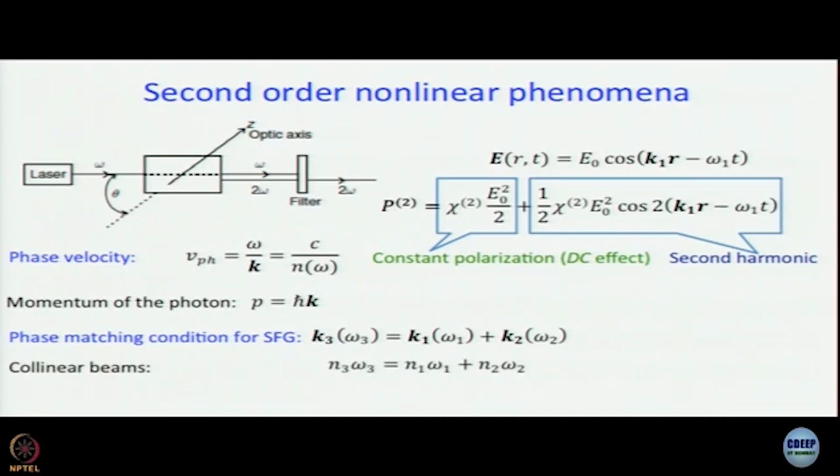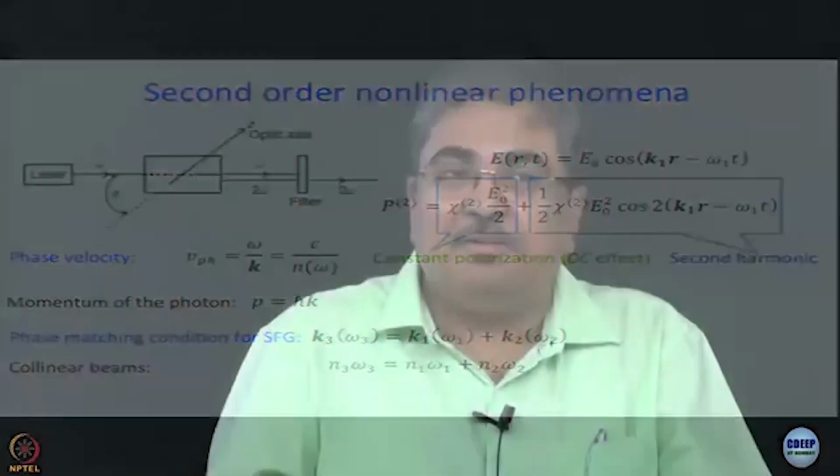Okay? But before going further, what is the implication of phase matching? The k vector of the sum frequency light is equal to the sum of the k vectors of the combining frequencies. What is the implication of that? Once again, the answer is there in front of you in the projection.